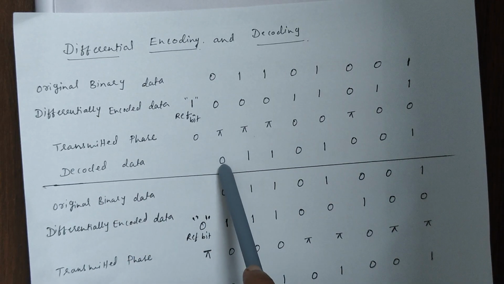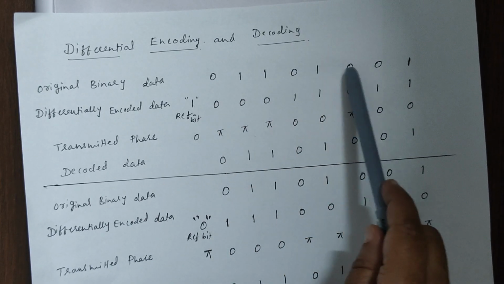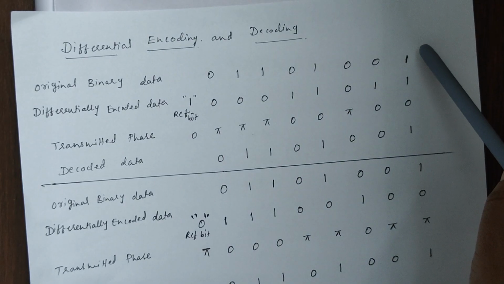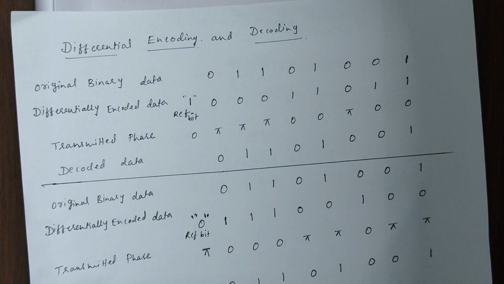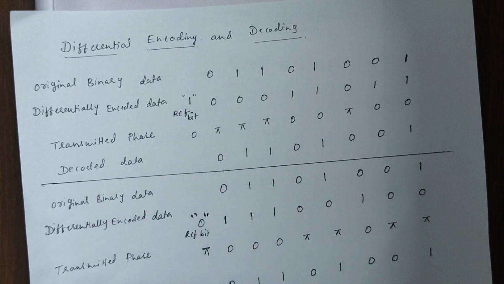So when you compare the decoded data with the original data, it is the same: 0, 1, 1, 0, 1, 0, 0, 1. So this decoded data is the same as the original data. So we have done differential encoding and decoding using reference bit 1. Now let us differentially encode the data by using reference bit 0.